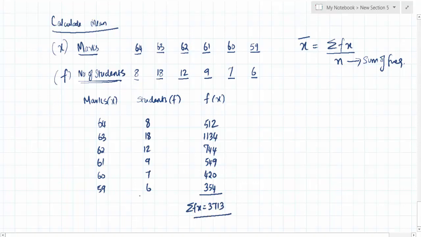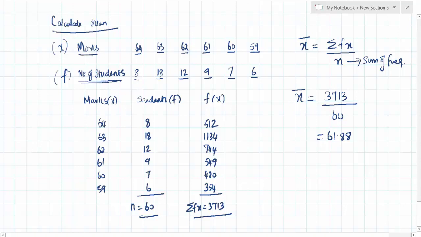13. And if you total this, that is nothing but your n. It can be a small or capital N, and that is 60. So you have both the information. Now you can find out your x bar is equal to 3713 divided by 60, and the value is 61.88.